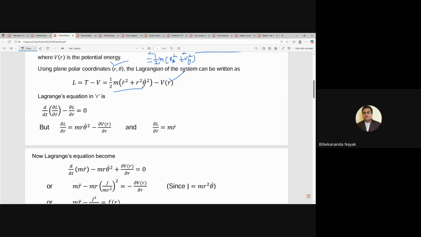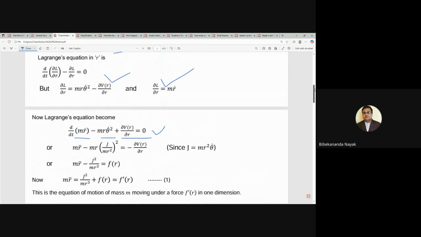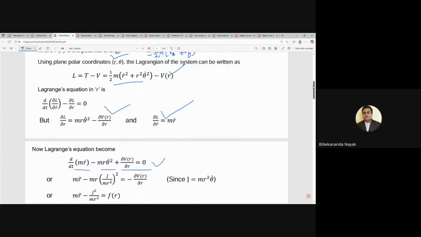Since theta is cyclic, p theta is a conserved quantity. We can calculate del L by del theta is 0, but del L by del theta dot is non-zero. So d by dt del L by del r dot minus del L by del r. Del L by del r, if you take this one, and del L by del r dot like this. So Lagrange's equation becomes m r double dot minus m r theta dot square plus del V by del r is equal to 0. Theta dot is related to angular momentum, which we will calculate there.